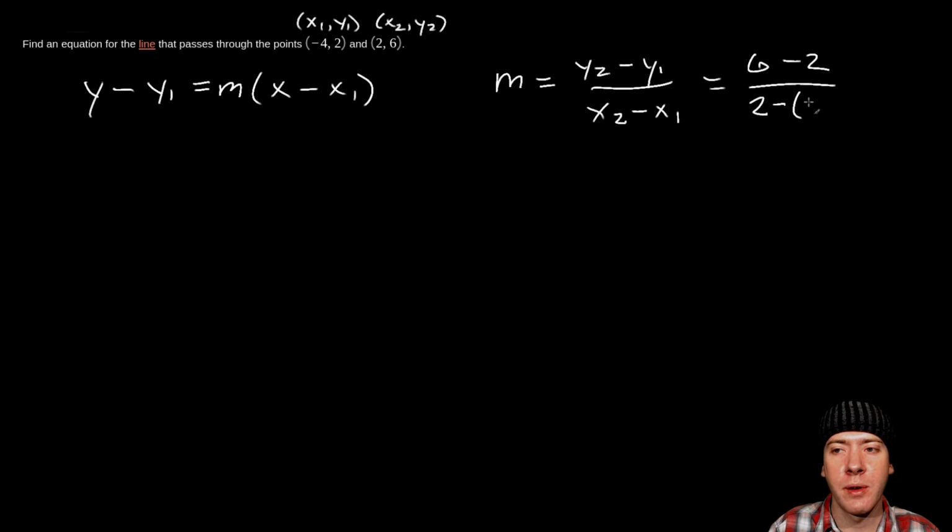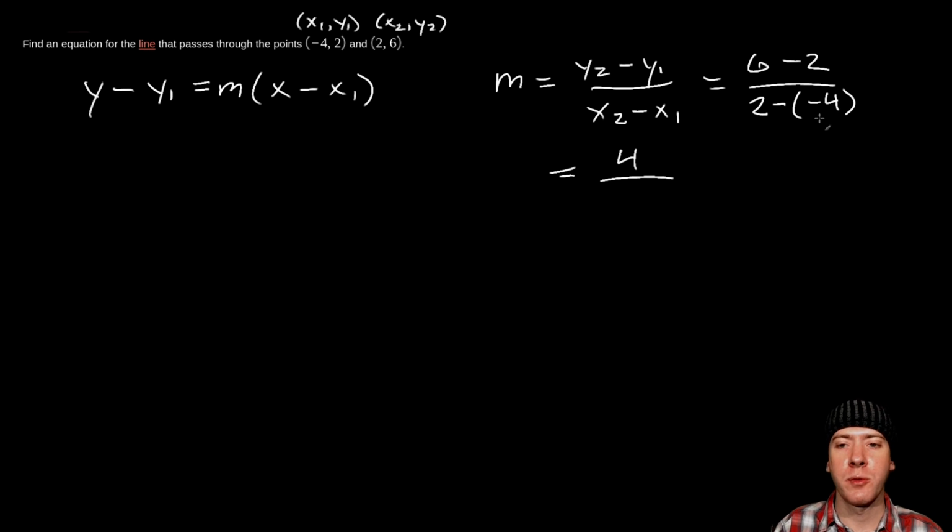So this is how we should write that. 2 minus parentheses negative 4. Okay, on the top, 6 minus 2 is 4. And on the bottom, this means 2 plus 4, right? 2 minus negative 4 is 2 plus 4, which is 6. And we can simplify this. This is 2/3. So that's going to be our m.